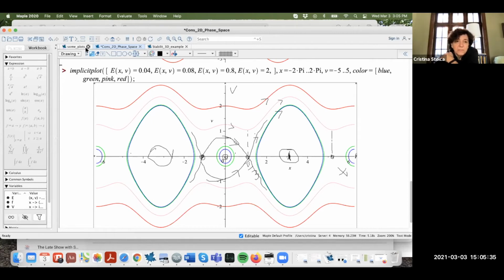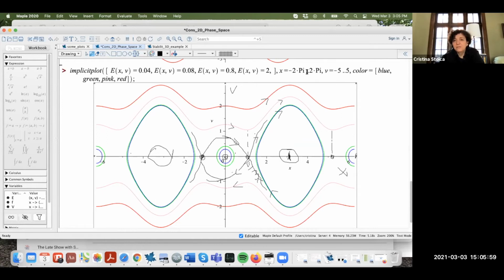No, that's backwards. Okay. Right. So I'm trying to show you how to use Maple for this kind of stuff, right? So this is coming in, this is coming in, this is coming, and so forth. So this is kind of how this phase space looks like, and then keeps repeating itself, right?